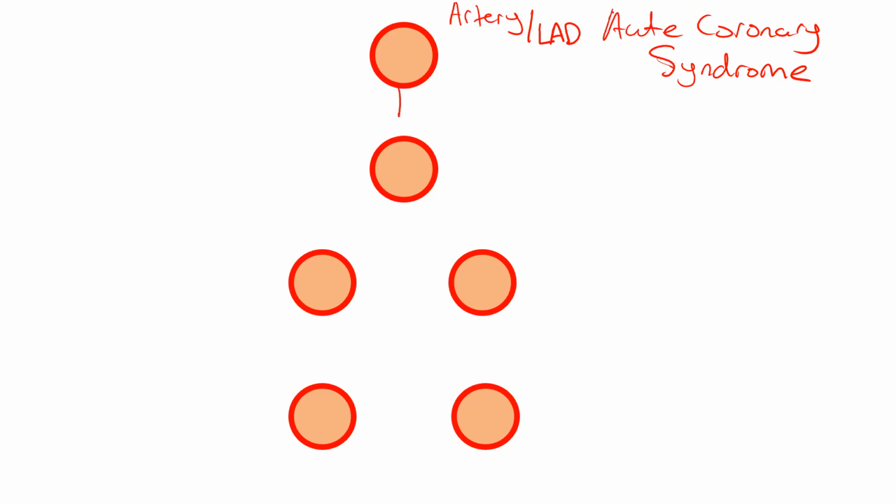Now we have a situation where a plaque starts to build up, and let's just say the plaque is around this point, and this is what we have known as your atherosclerosis. So the plaque starts to build up and starts to occlude the coronary artery itself, and this process is known as your atherosclerotic plaque.